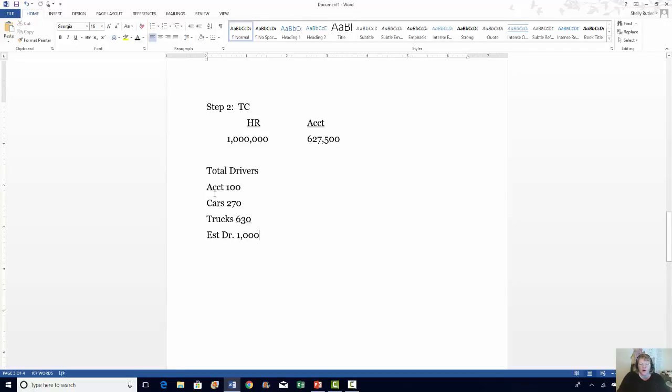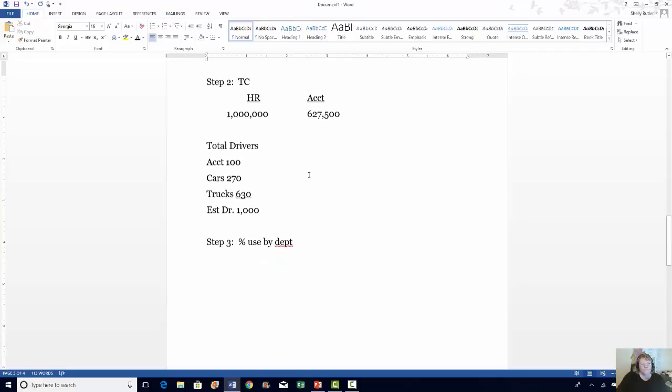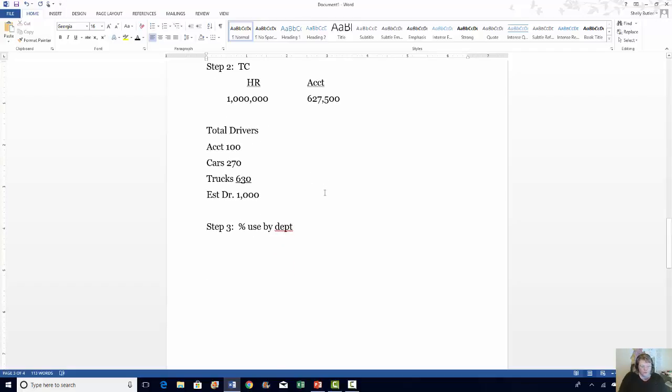We have to allocate HR before we can allocate accounting. So, for step 3, we need to figure out the percentage of use by each department. Move that up just a little bit. Hopefully we can see everything. So accounting and cars and trucks.